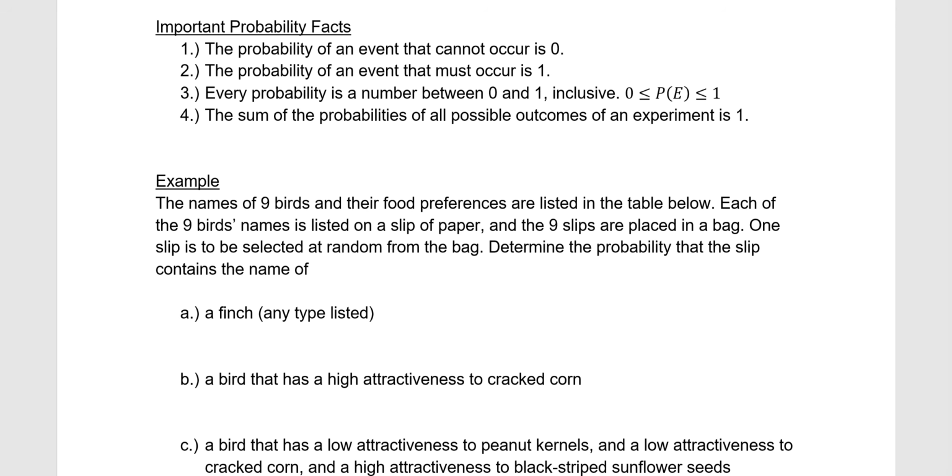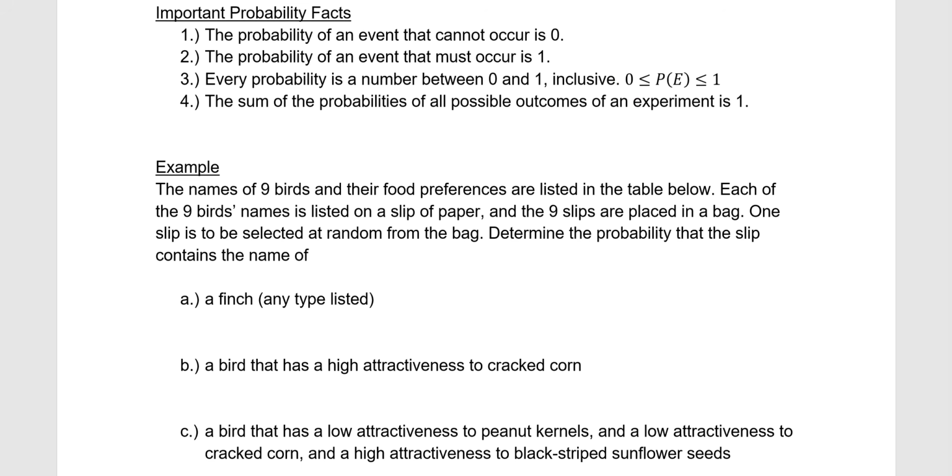Okay, so that brings us to some important probability facts. As we just saw, the probability of an event that cannot occur is going to be 0. And the probability of an event that must occur is 1. Every probability is going to be between 0 and 1 inclusive, and you can write it like that if you want. And something that's very important is the sum of all the probabilities of all possible outcomes of an experiment is going to equal 1. So if you add all of the probabilities, it's essentially saying that's 100% of your probabilities.